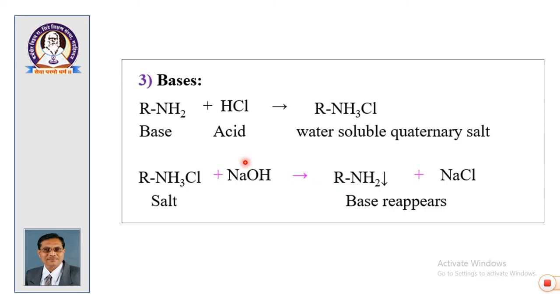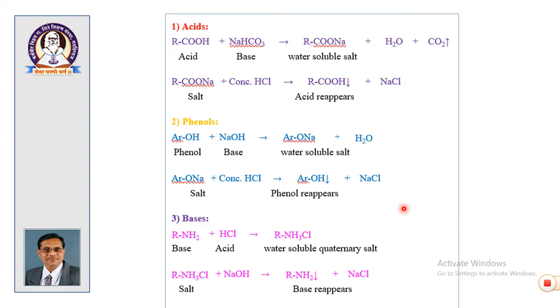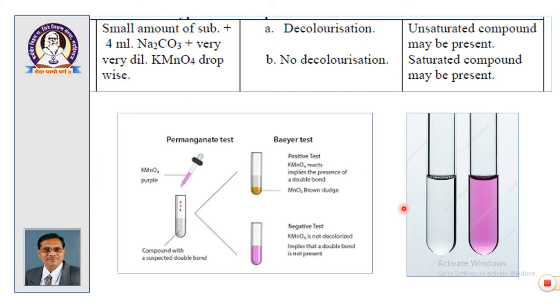Then for base you start with RNH2 or ArNH2. It is an amino compound, a basic compound. An amino compound reacts with acid and gives the hydrochloride salt of the base. This is called the hydrochloride salt. This hydrochloride salt is again decomposed by sodium hydroxide to get again the original basic compound. So, these are the three reaction sets for acid, phenol and base. Okay. The test reactions are given once again in a single slide.